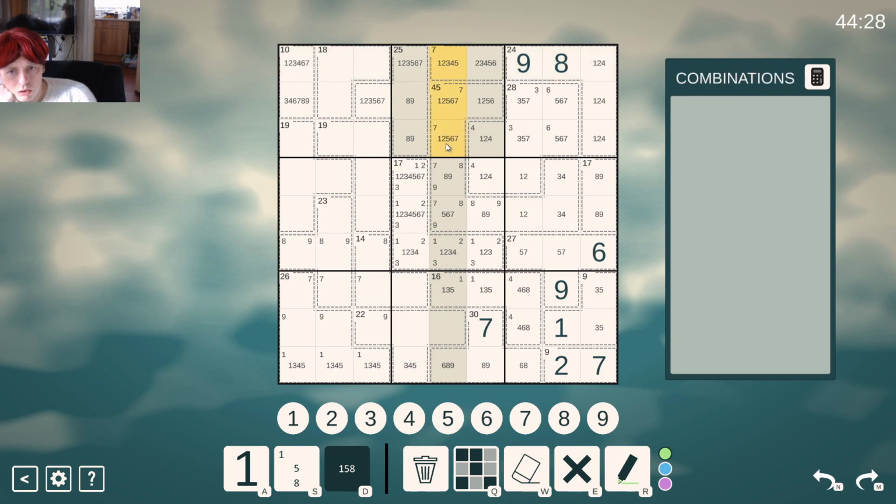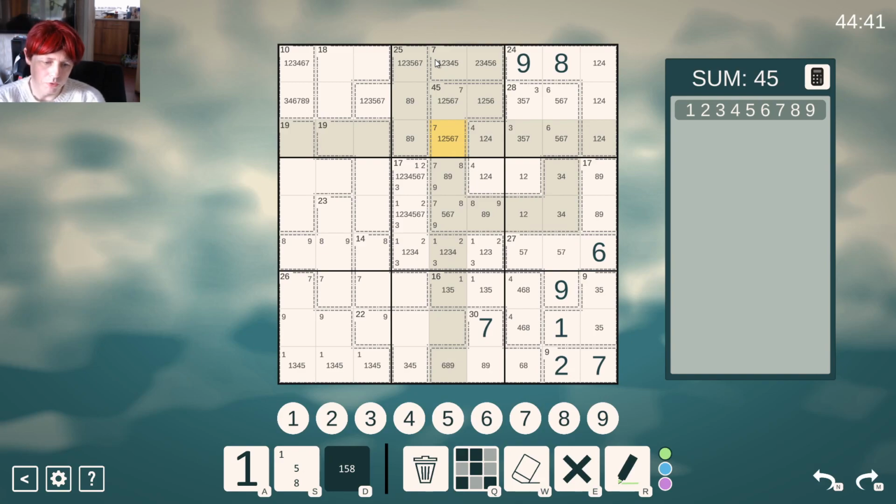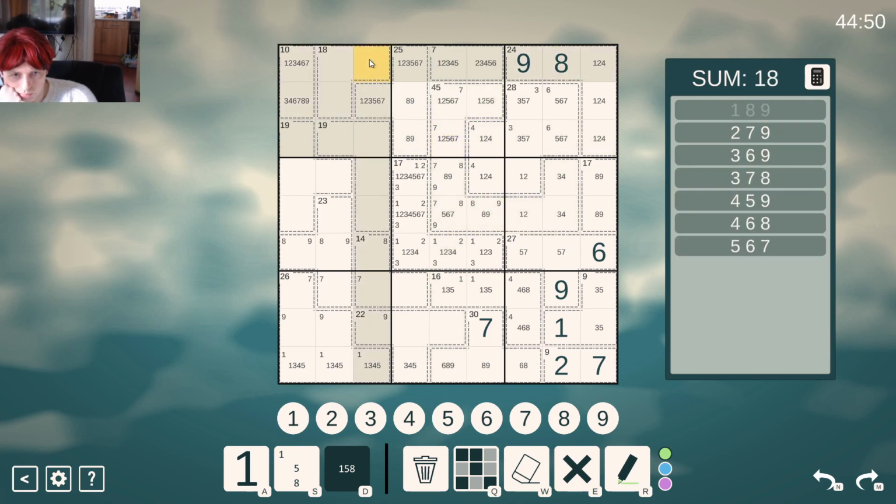I was going to say, I thought we knew one of those was a 7, but we don't. That 7's the corner of the cage. Right. Let's have a look at this one again. That must sum to 18.